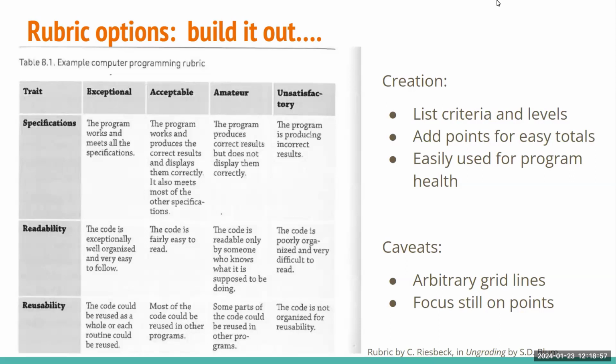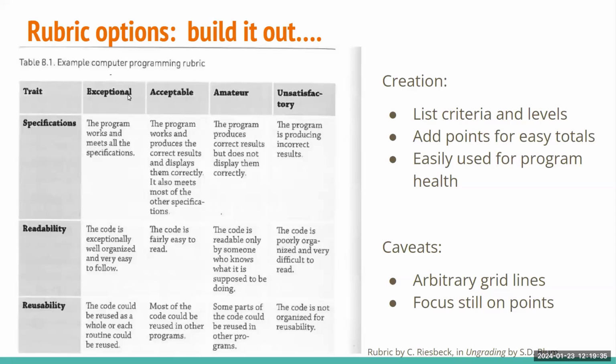And so on the grid system, typically you're going to have some sort of criteria, or in this case, they're calling them traits. And then you have levels or categories that are being defined. This is actually coming from a computer programming instructor. And so what they were looking at in terms of what they wanted to assess students on is the specifications of the program that the students wrote, the readability of the program or the coding, and then the reusability. Like, could you actually use this code for other purposes? And so there were then 4 levels of criterion.